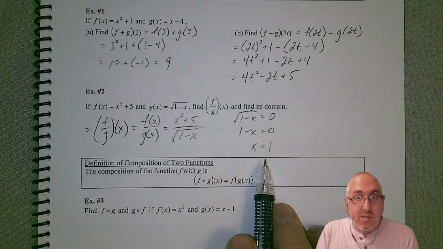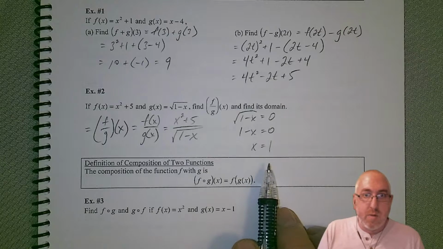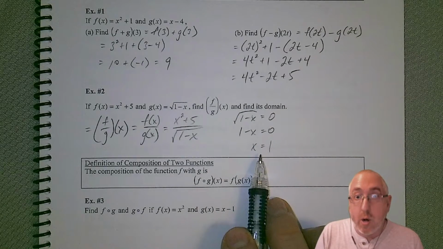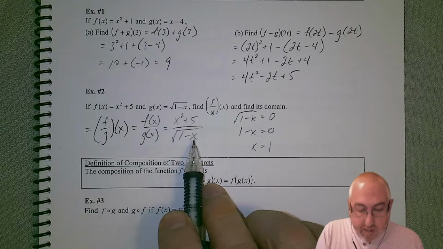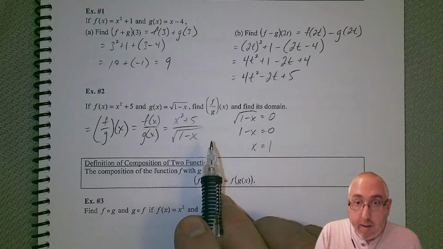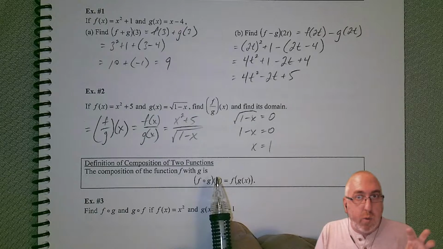But now the question is, do we want numbers to the left of 1 or to the right of 1? So let's just try a couple of examples. Let's try 0. If we plug in 0, that's on the left side of 1. 1 minus 0 is 1. Square root of 1 is 1. That's okay. So it looks like numbers that are smaller than 1 should be okay.